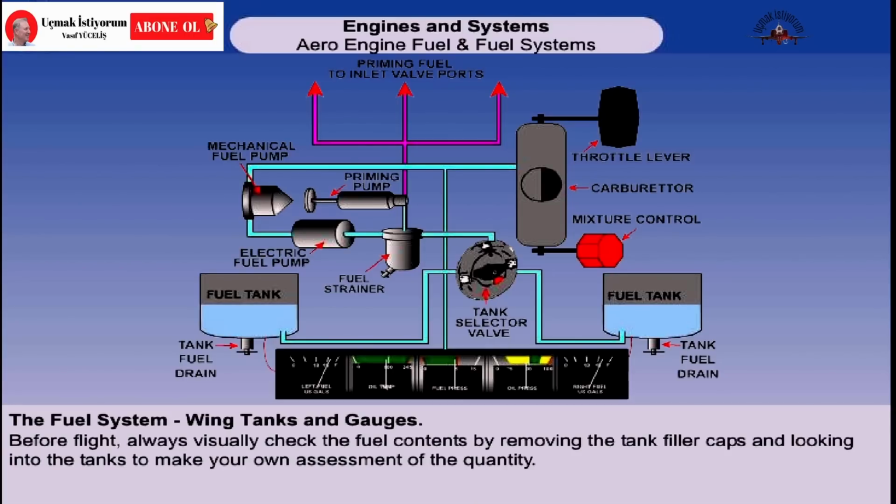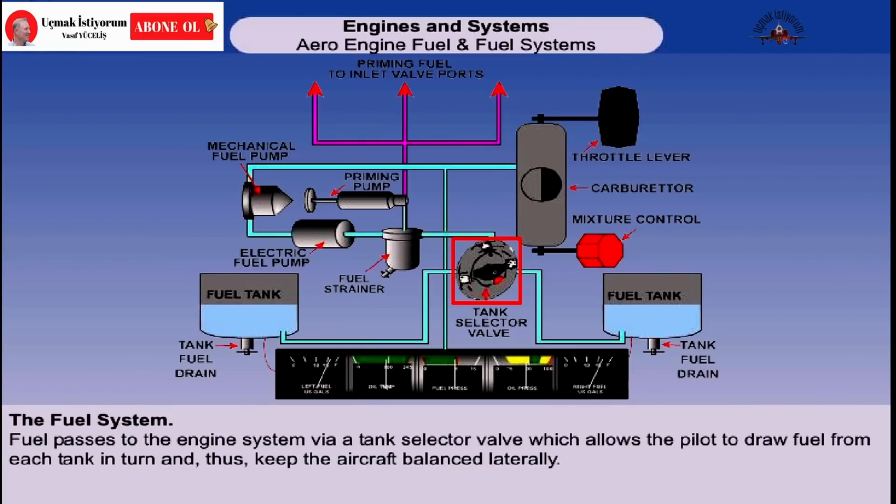A simple light aircraft fuel system is shown here. The fuel is contained in 2 wing tanks, each of which we have seen has a quick drain fitted at its lowest point. Fuel quantity is gauged by a simple float-type sensor and is shown in the cockpit on 2 separate dials. Float-type sensors are fairly unreliable, except either on the ground or in prolonged straight and level flight. So, before flight, always visually check the fuel contents by removing the tank filler caps and looking into the tanks to make your own assessment of the quantity.